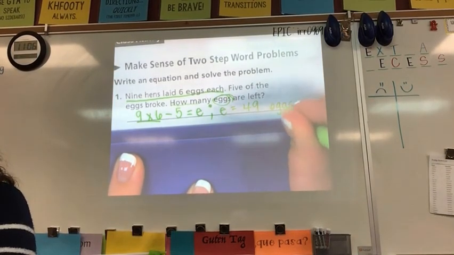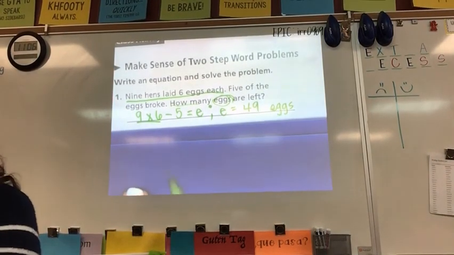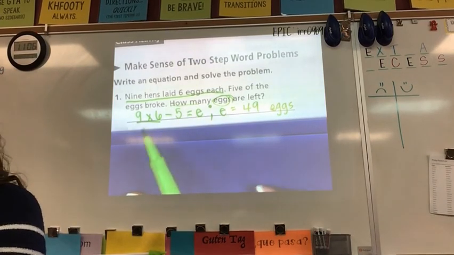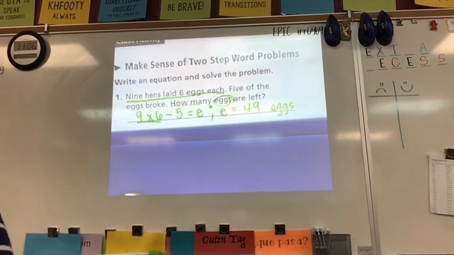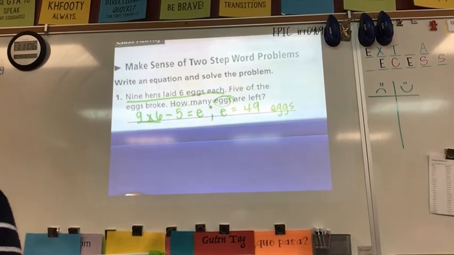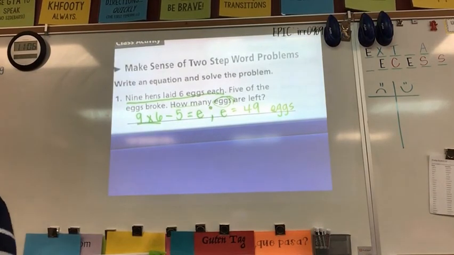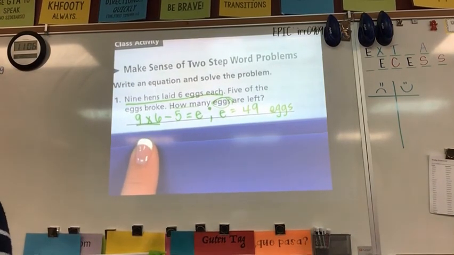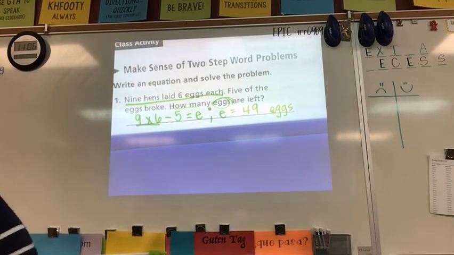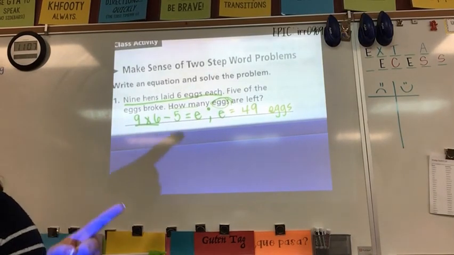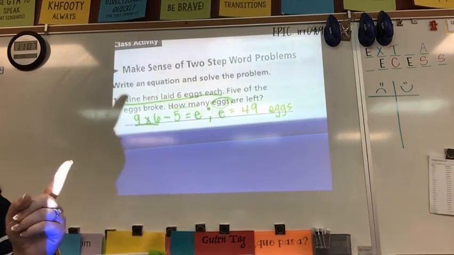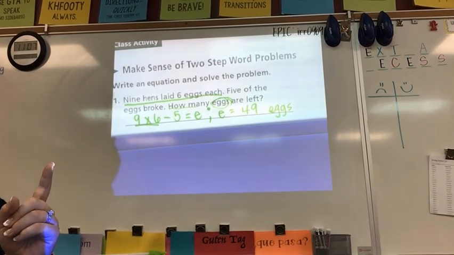What if I had gotten stumped and I read something and I was like, golly, I don't know how to represent that in my equation yet? Hadley, if I was reading it and I was like, 9 hens laid 6 eggs each, I got 2 numbers. I think I should be able to represent it, but I'm not sure what operation to do. What would be a smart thing to do if you get stuck like that? Oh, that's a perfect first step. Read it again. Yes. Go ahead and give us a point for that.